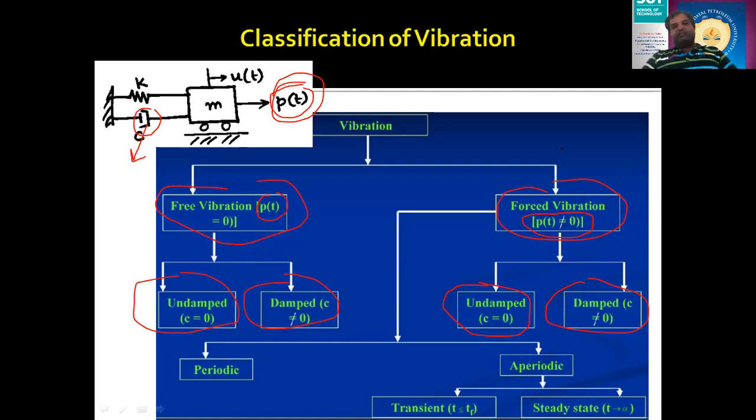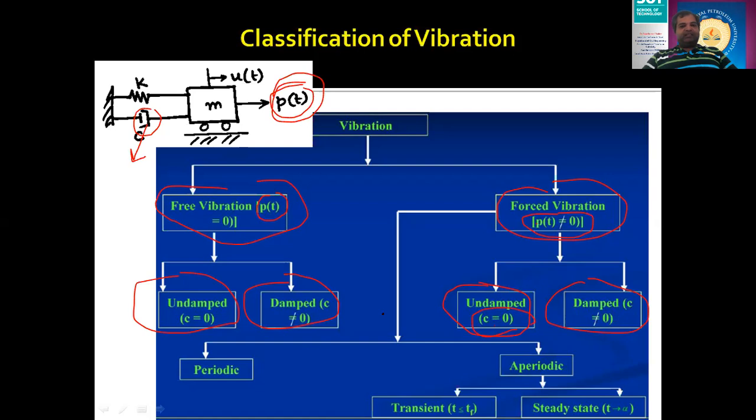Same as in the case of forced vibration, if the external force P of T is present and the damping force is equal to 0, then this is known as undamped forced vibration. And if the damping force is not equal to 0, in this case you can consider it as the damped forced vibration case.